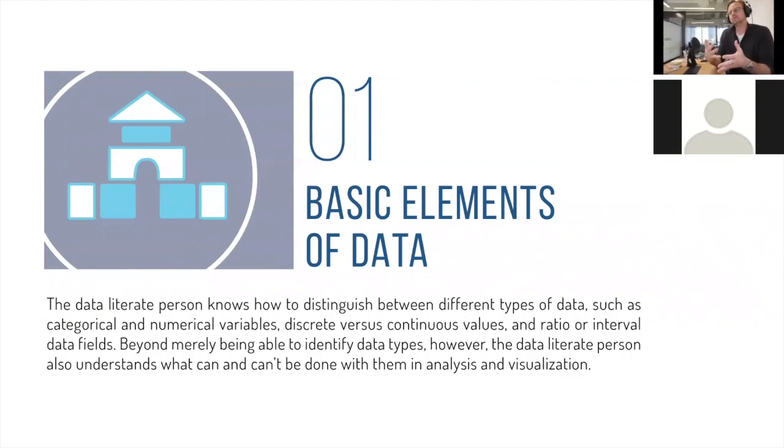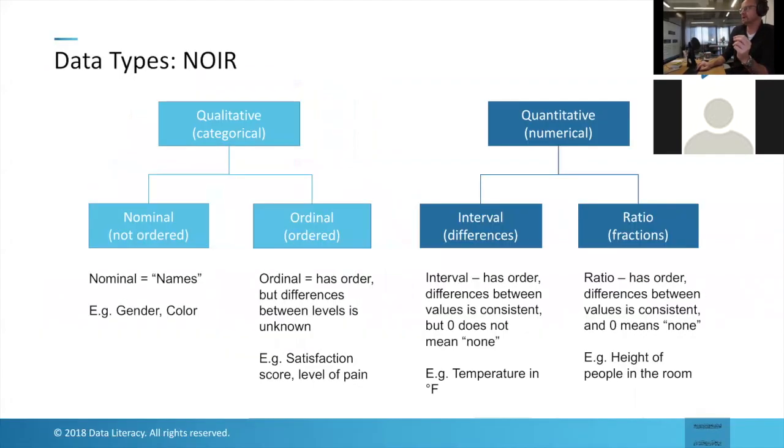Well, with people working with data, what is the basic element of their craft? And this is these foundational data elements, variables, and there's different types. And so it's really important for someone who's going to have a good grasp of data to be able to distinguish between different types of data. So for example, you might have different nominal variables.